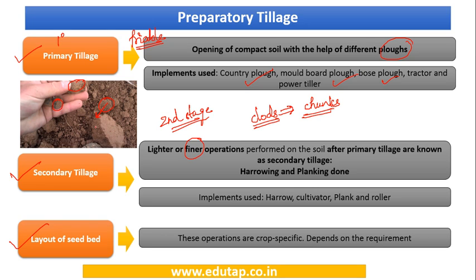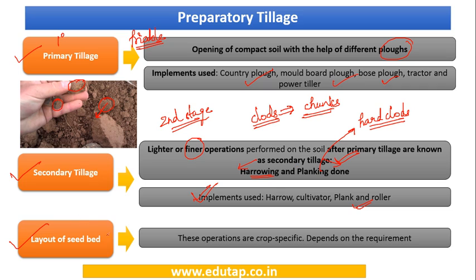For that, you're going to perform secondary tillage operations. These secondary tillage operations are of two types. One is harrowing and one is planking. When you talk about harrowing, you are generally breaking these clods. And in planking, you are picking up on the hard clods, and finally you are trying to smoothen the surface as well. So slight compaction is also being done when you do planking. Talking about the implements that are used, you have harrow, cultivator, plank and roller.